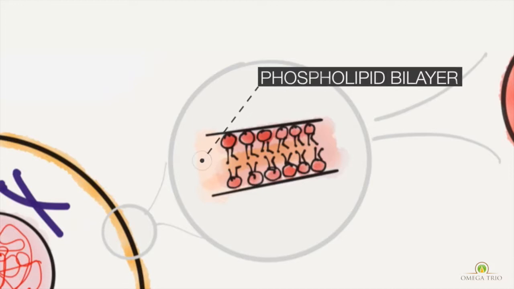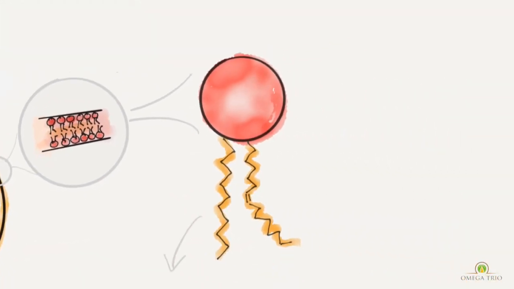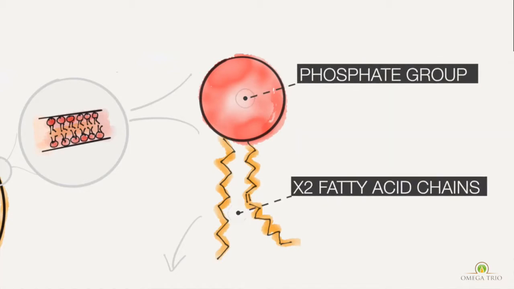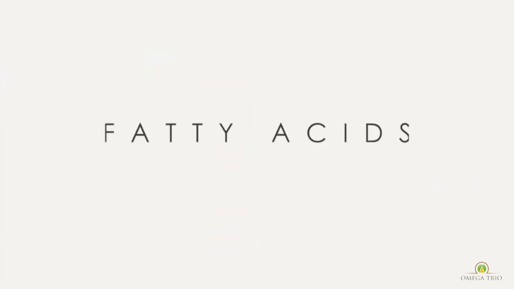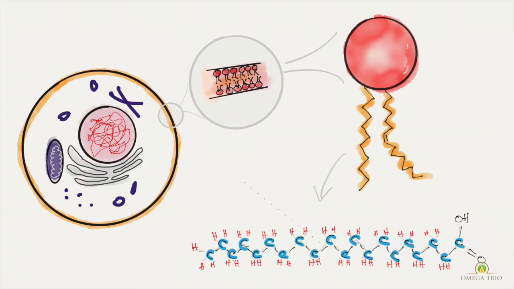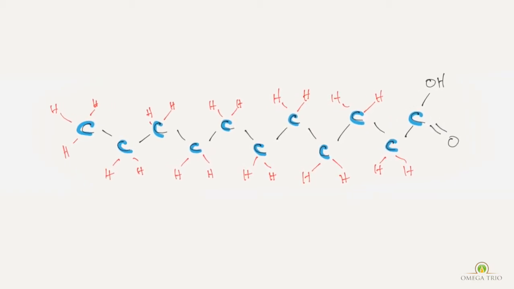Now, looking at just one of those phospholipids, this is what we see. It's got a phosphate group head, and it has two fatty acid chains. Here's one, and here's another. So fatty acids are in all of our cells, and this is why we're so interested in them. We're going to be looking at this structure down here, which is a more detailed version of one of these chains. So let's see what we're looking at here.